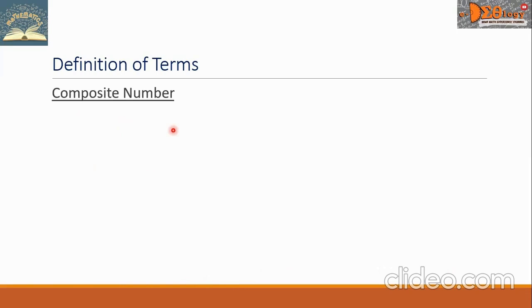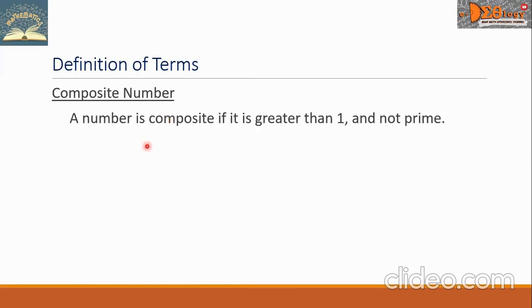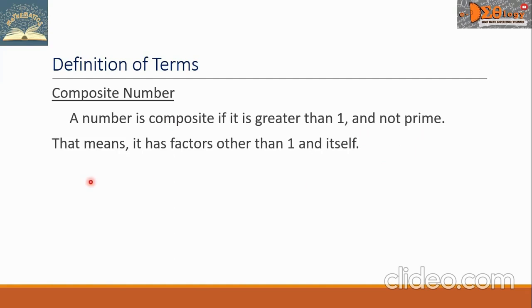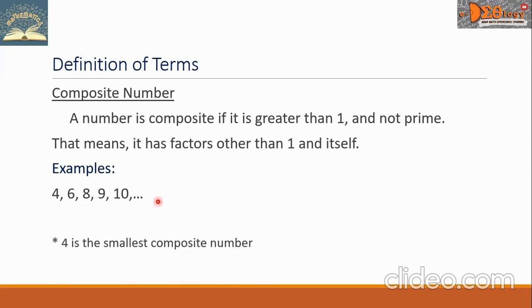Let us define composite number. A number is composite if it is greater than 1 and not prime. That means it has factors other than 1 and itself. Examples, 4, 6, 8, 9, 10, and so on. We can see here that the number 4 is the smallest composite number. Another truth is there are infinite number of composite numbers.